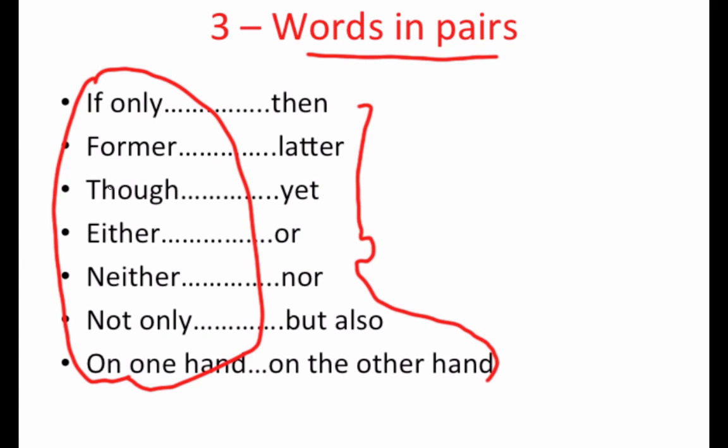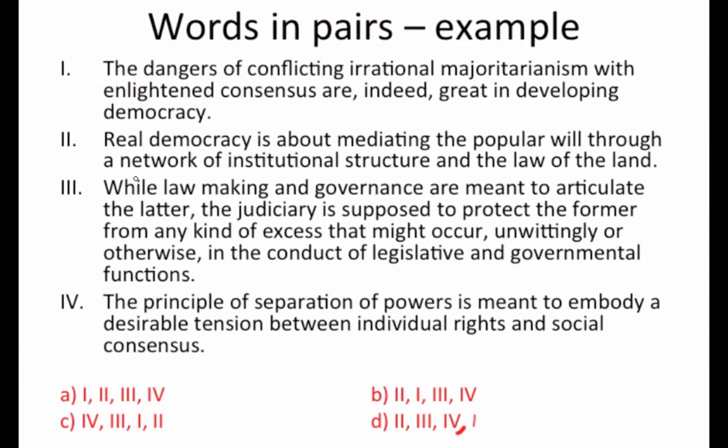Let's look at one more example, the final one in this session, to clarify this idea. This is a long one. The dangers of conflating irrational majoritarianism with enlightened consensus are indeed great in developing democracy. Real democracy is about mediating the popular will through a network of institutional structure and the law of the land. Okay, so I got an and here. So these are the two things which should work together.